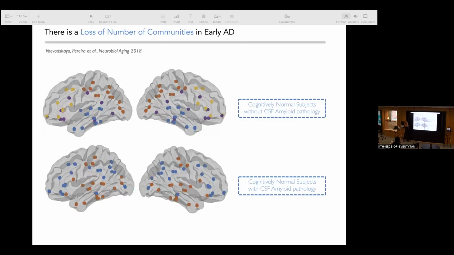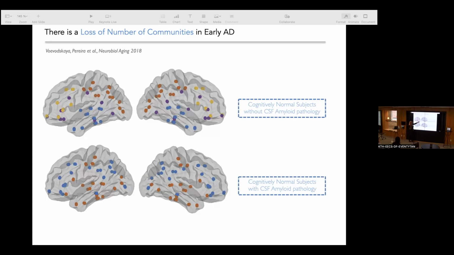And the last measure that I wanted to mention is the communities or modules, which also seem to be very important to detect the very early signs of Alzheimer's disease. Again, here we had a very large cohort of individuals who, despite being elderly, were all functioning normally. But in the first group, which was the group without Alzheimer's disease risk, we found 4 clearly different communities.